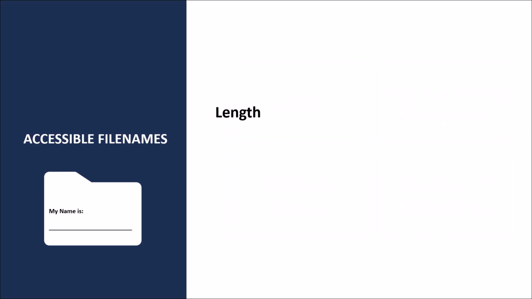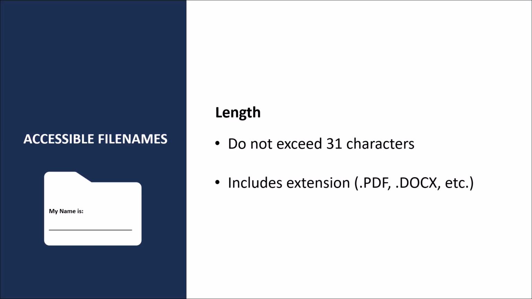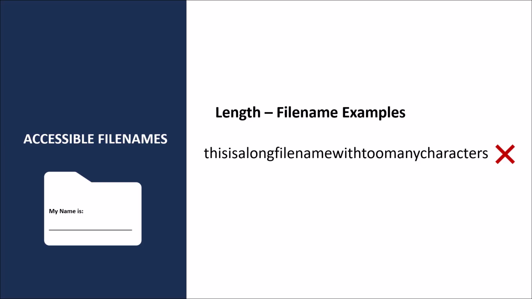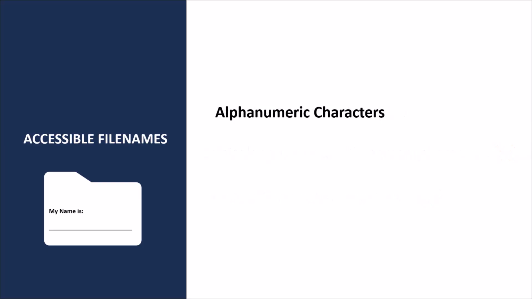Let's start with the length of the file name. Though some computer file systems can vary, it's recommended that file names should not exceed a total of 31 characters. This includes the file extension. Some file systems simply do not allow for longer file names. Here is a file name that is too long to be accepted, and here's an example which is within the 31 character limit.